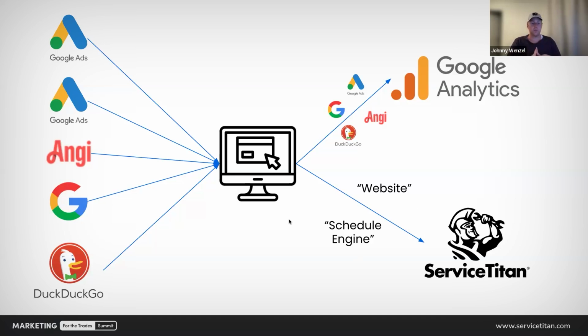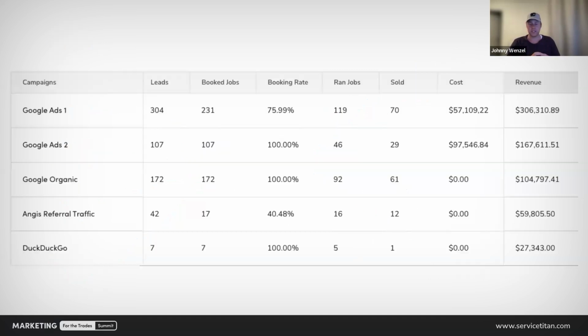Through the Marketing Pro Ads feature, and by putting our call tracking on the website, it fixes this. It bridges that gap and makes it so that ServiceTitan now has access to that granular data. It passes it all the way through. That ends up turning into this campaign report, which is different from that first one, right? Google, schedule engine, existing customer.